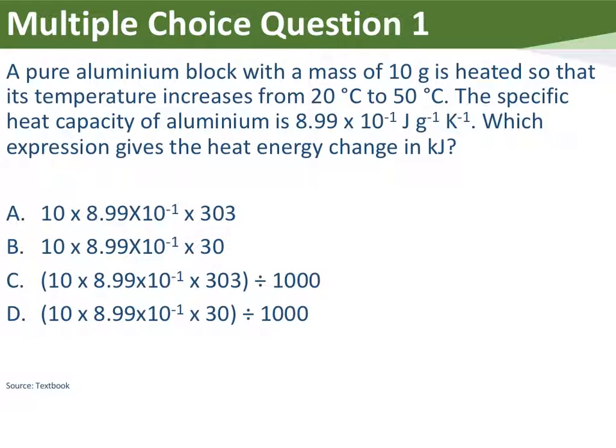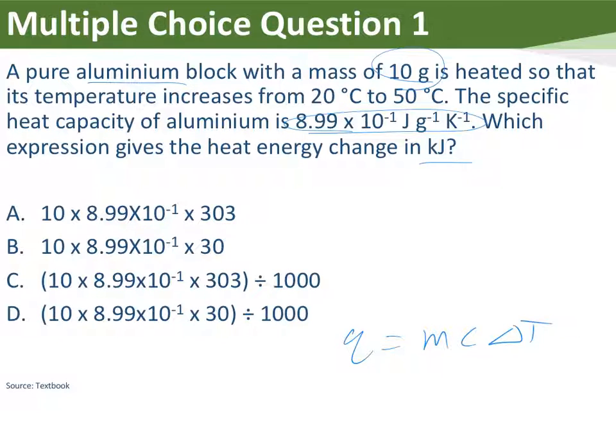Here's a checkpoint question for you. A pure aluminum block with a mass of 10 grams is heated so that its temperature increases from 20 to 50. The specific heat capacity of aluminum is 8.99 times 10 to the negative first joules per gram Kelvin. Which expression gives the heat energy change in kilojoules? Take a look, figure it out. Q equals mc delta T. This is a scenario where we're not looking at the calorimeter in terms of water, but we're just looking at a 10-gram piece of aluminum, and we know the specific heat capacity, so we know c.